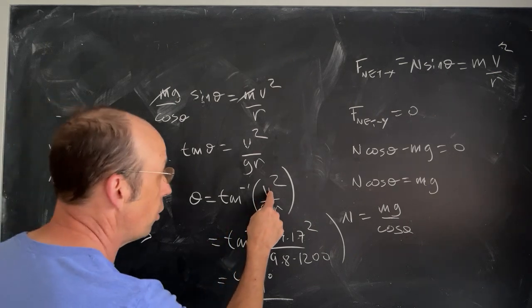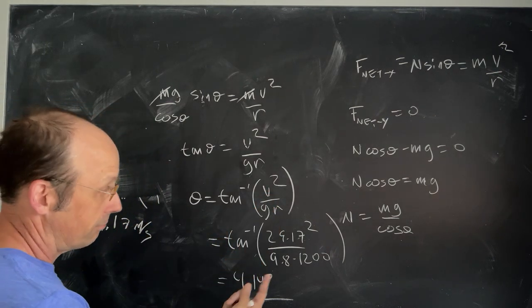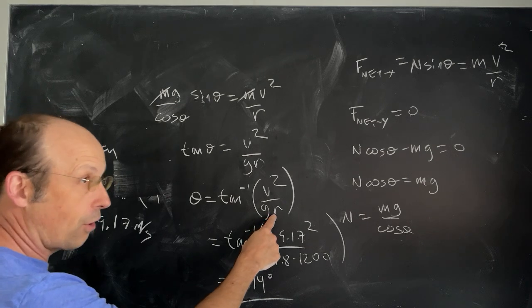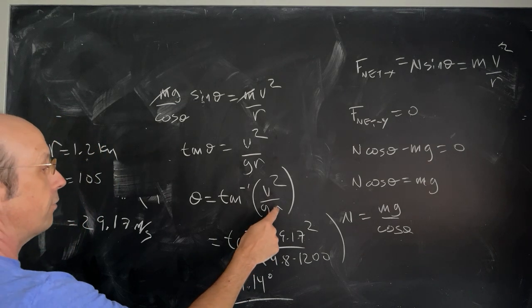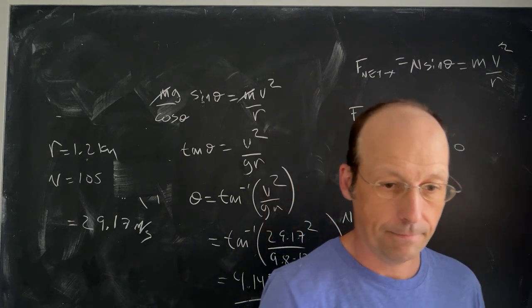Oh, let's say, notice that if I go faster, then I'm going to have a higher bank angle. Okay. If I make the radius of the curve smaller, I'm going to have a higher bank angle. The end.